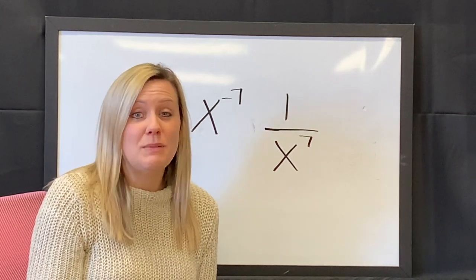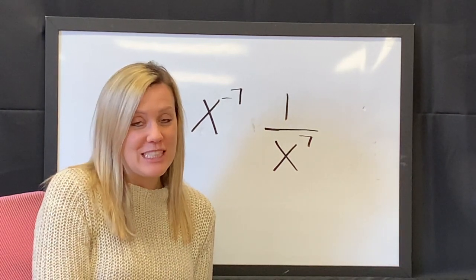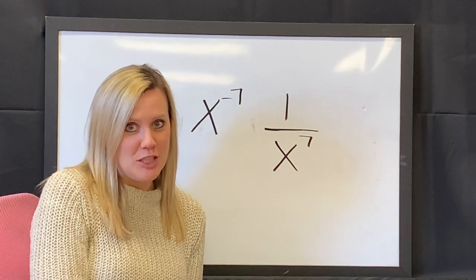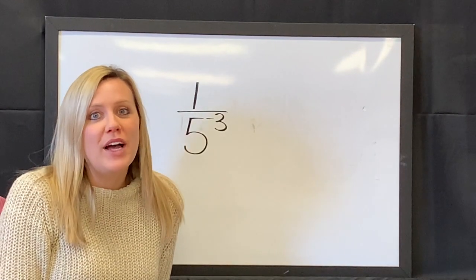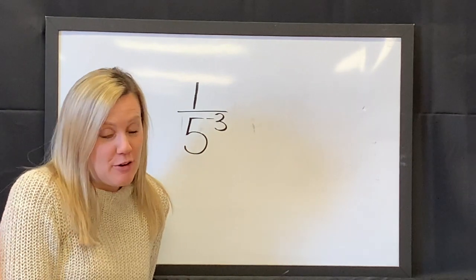We don't know what's being multiplied to itself 7 times. Okay, let's try a little bit more of a challenging one. Here we have 1 over, or 1 divided by, 5 to the negative third power.